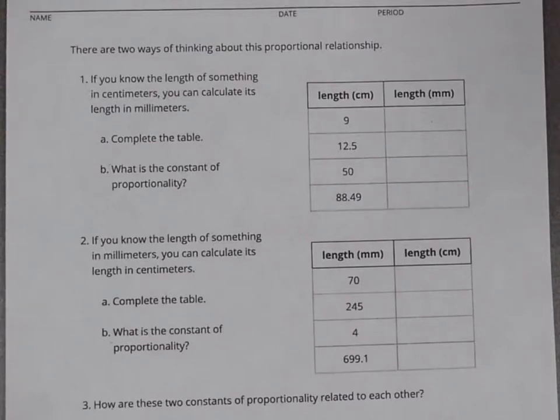Well, that one's different because that one they give you millimeters, and you're trying to get centimeters. So if I went from centimeters to millimeters and I multiply by 10, how do I get back? To get back, you have to do the opposite. So divide by 10. Yes, you're going to take all of these divided by 10. That's going to give you centimeters.